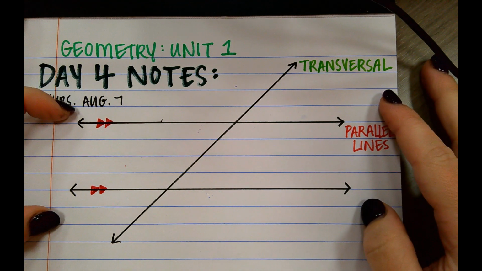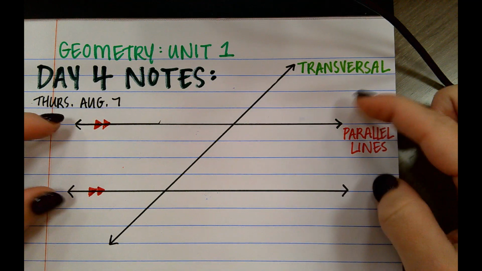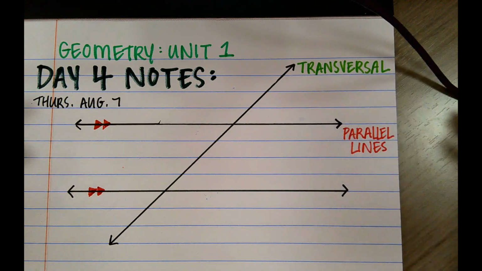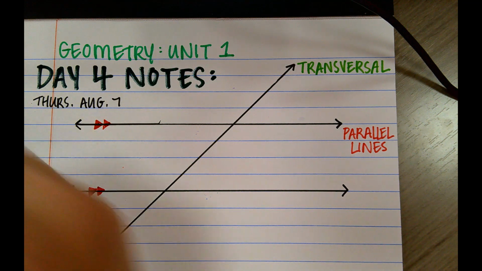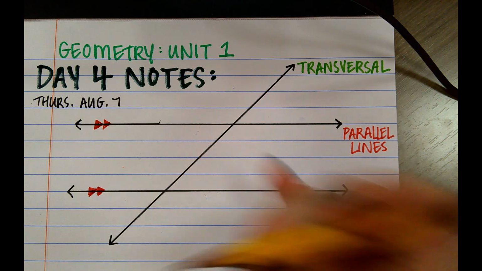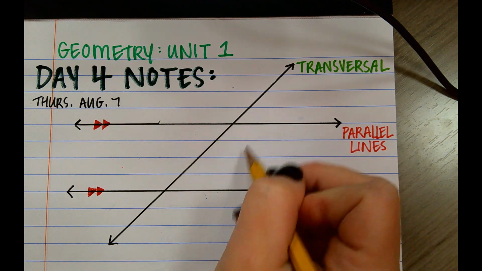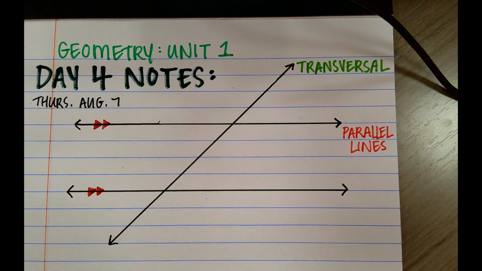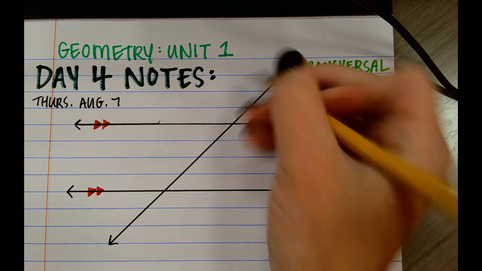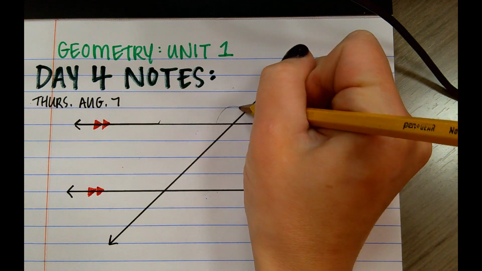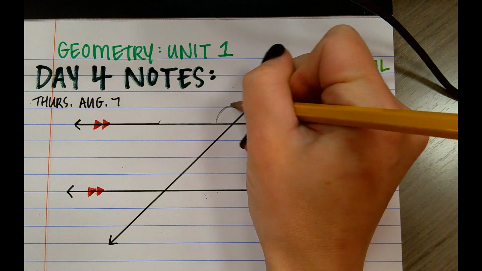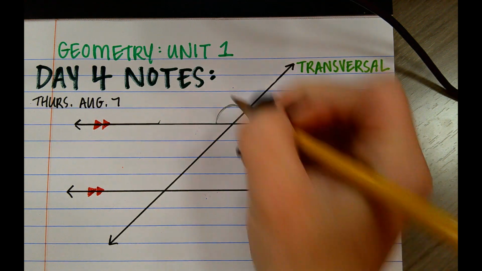Now you'll notice that this transversal going through the two parallel lines creates some angles. We're going to count those angles and we're going to label them. So I am going to start in pencil because I might have some edits to make and I want to be able to erase. We are going to label every single angle that has been created here. So let's start with this one. I have one angle here and we will call it A.